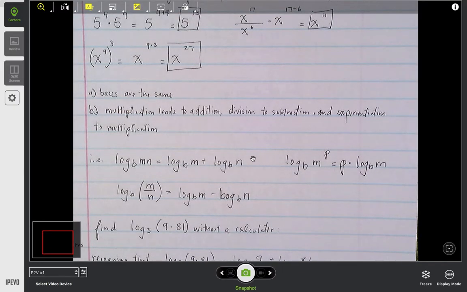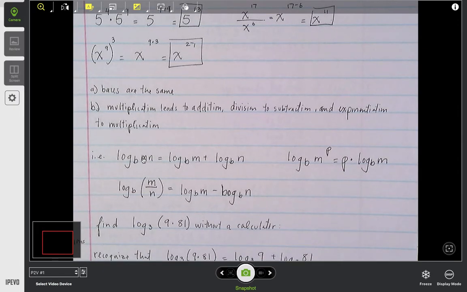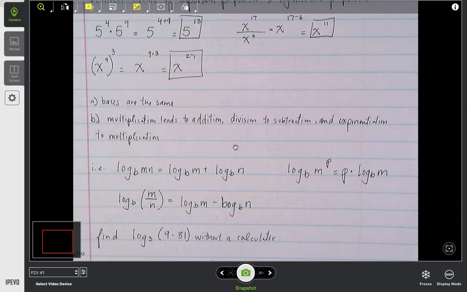So I won't read through all of them, but for instance, log base b of some product, m times n, is the same as asking for log base b of m plus log base b of n. That sounds like some pretty sophisticated jargon, but in fact what it's saying is if I'm asked to find the logarithm, the power of some base that produces this product, that's the same as finding those powers individually and then simply adding them.